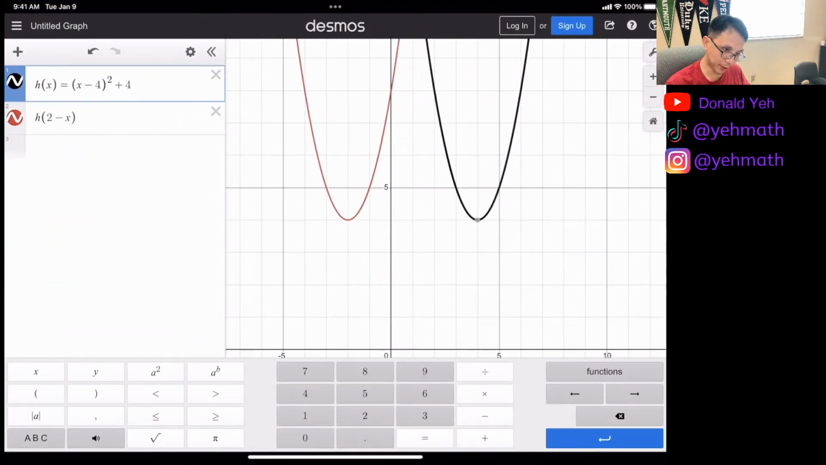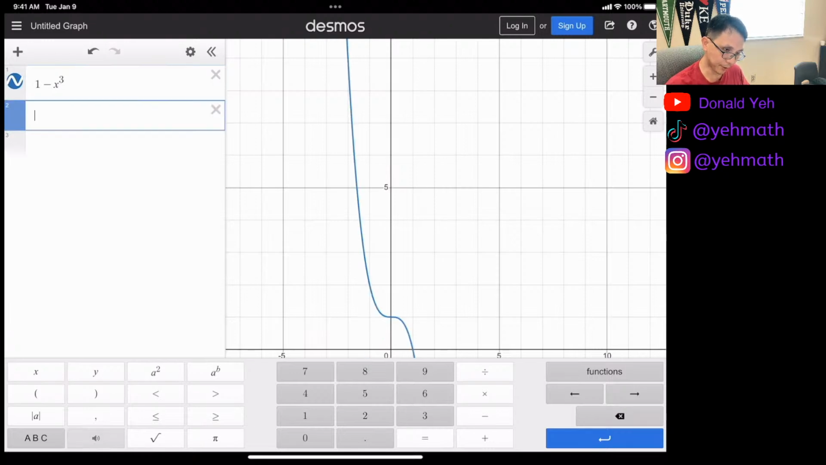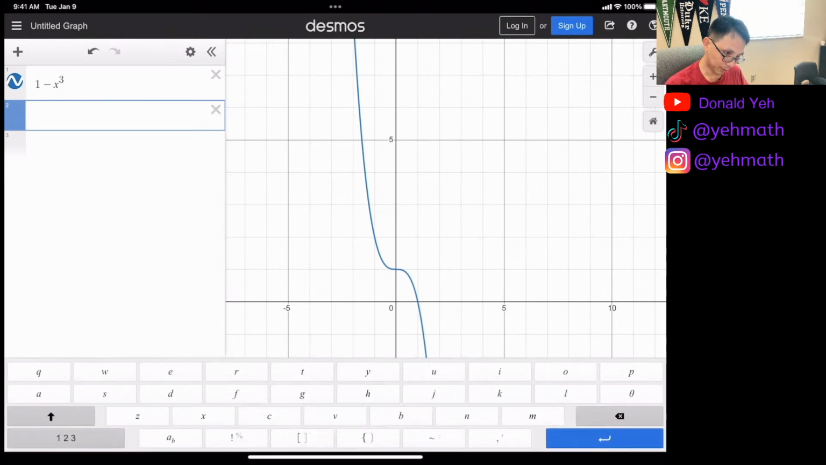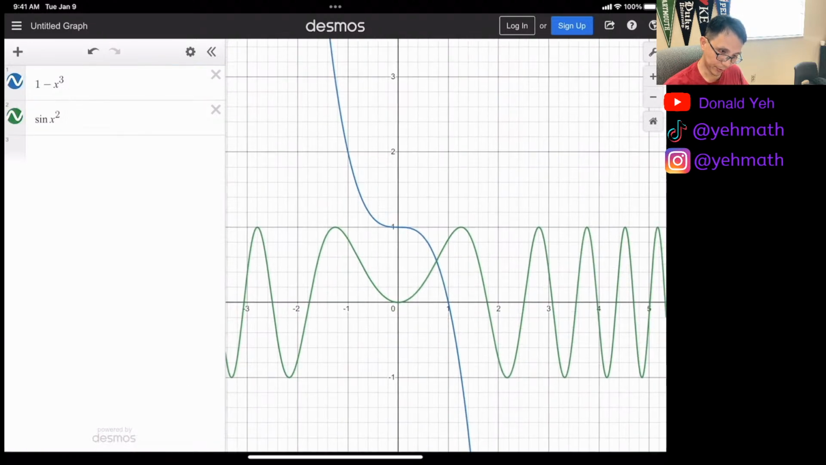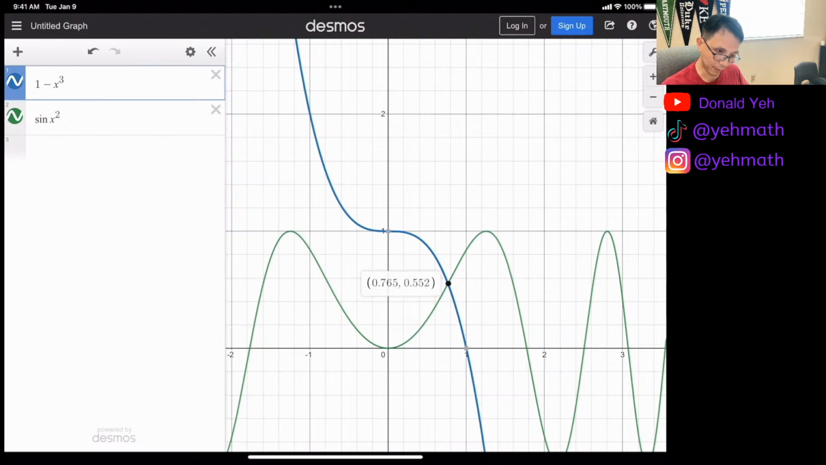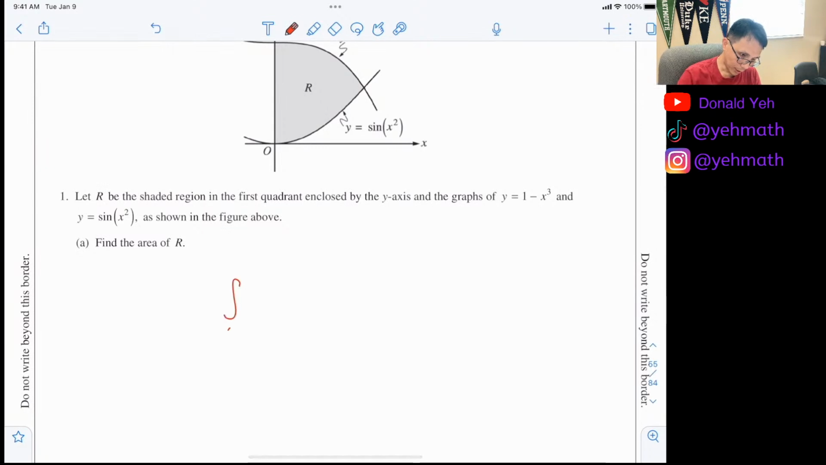One minus x squared. X cubed, right? Yeah, x cubed. 1 minus x cubed. What else? And then it's sine x squared. Sine of x squared. So it looks like this. It's at 0.765. So it'll be integration of 0 to 0.765.